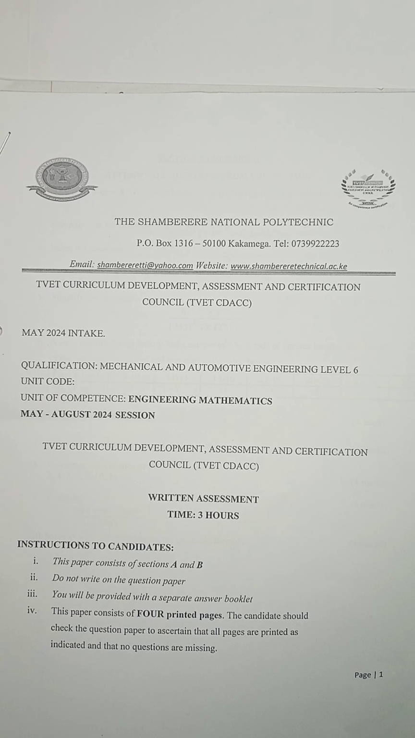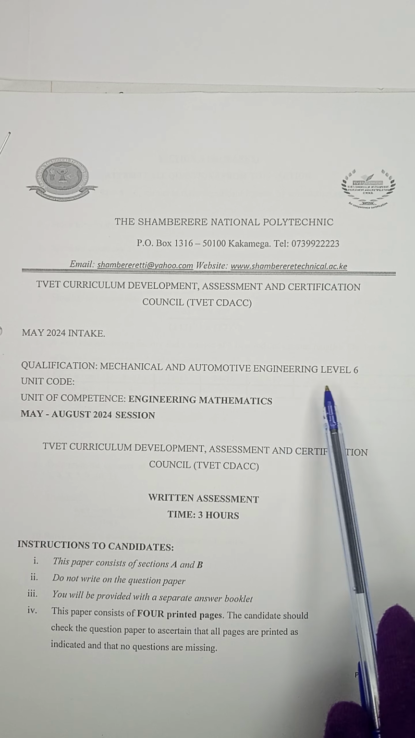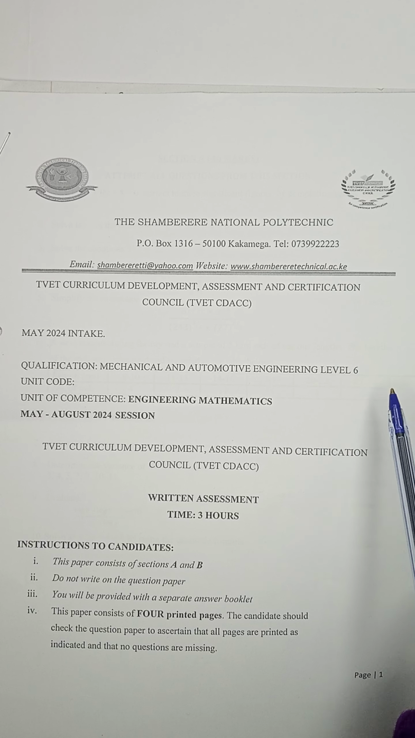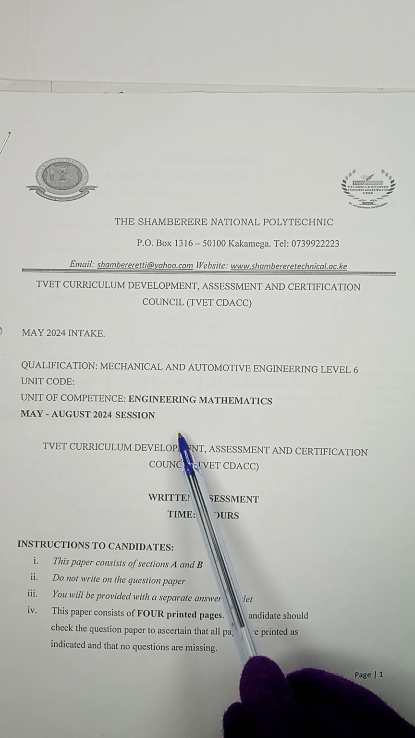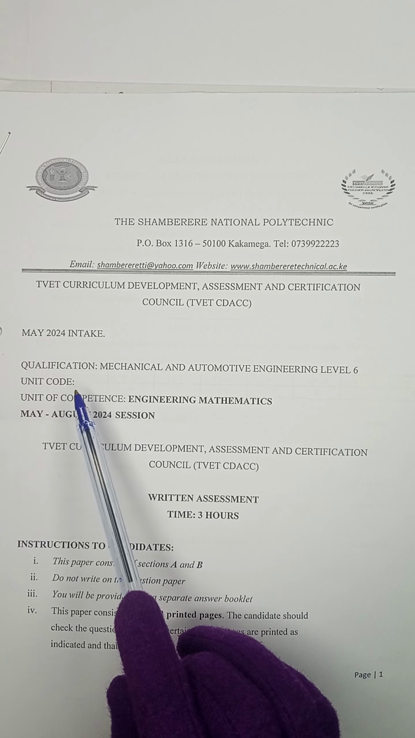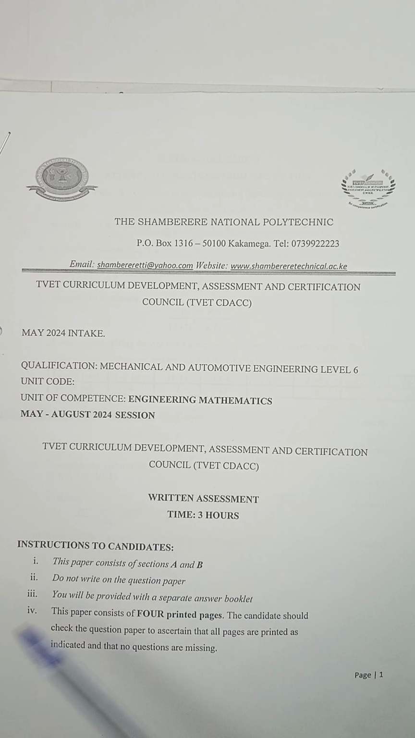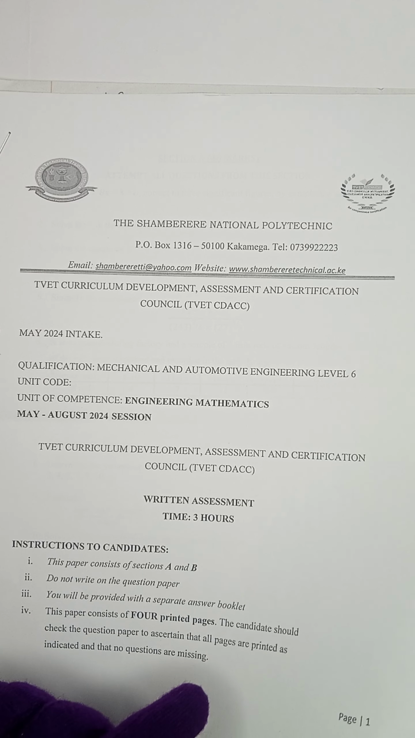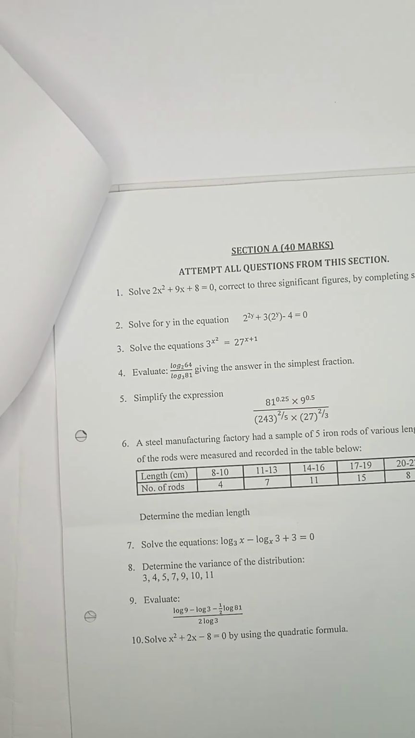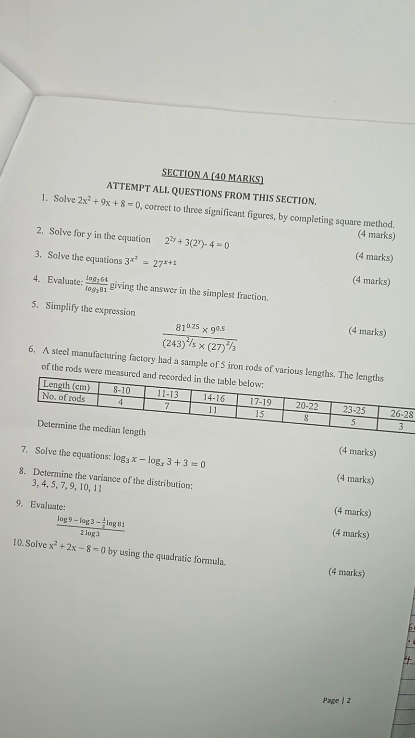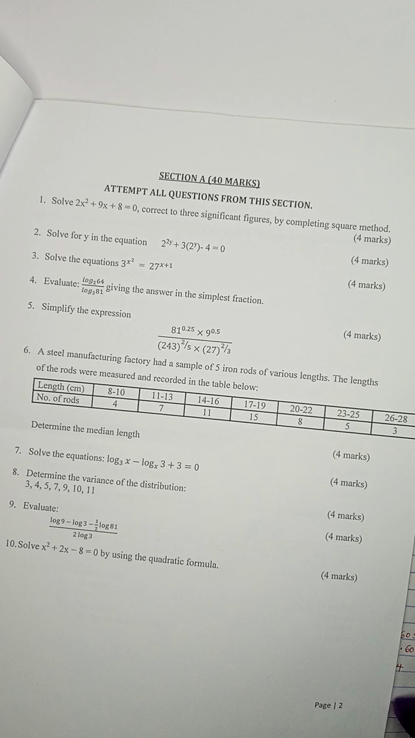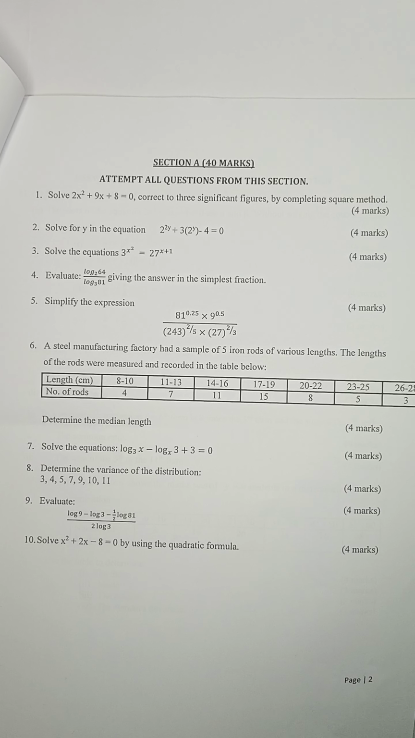This is the session 1 exam for mechanical and automotive engineering students, level 6, formerly referred to as diploma engineering mathematics. The team joined in the May 2024 intake, and this is the exam they did in July 2024. I want to go through a revision of the questions so that students can follow through where they did not get it right. So we go straight to question number 1.